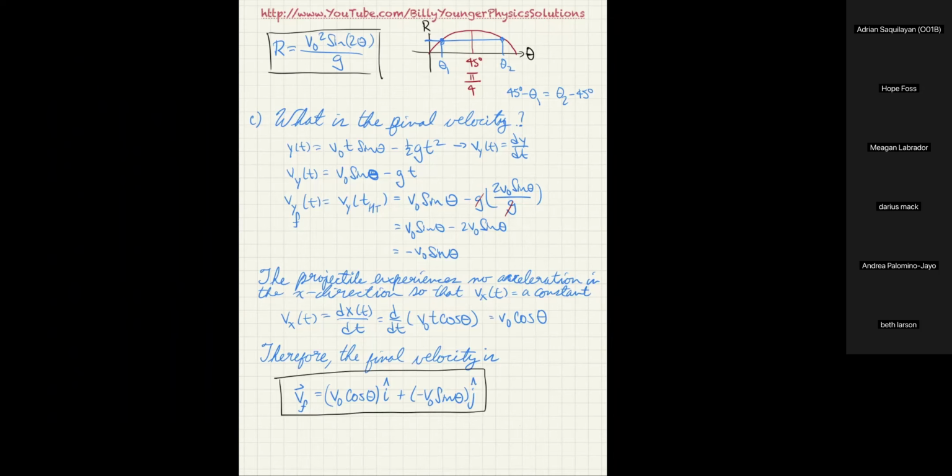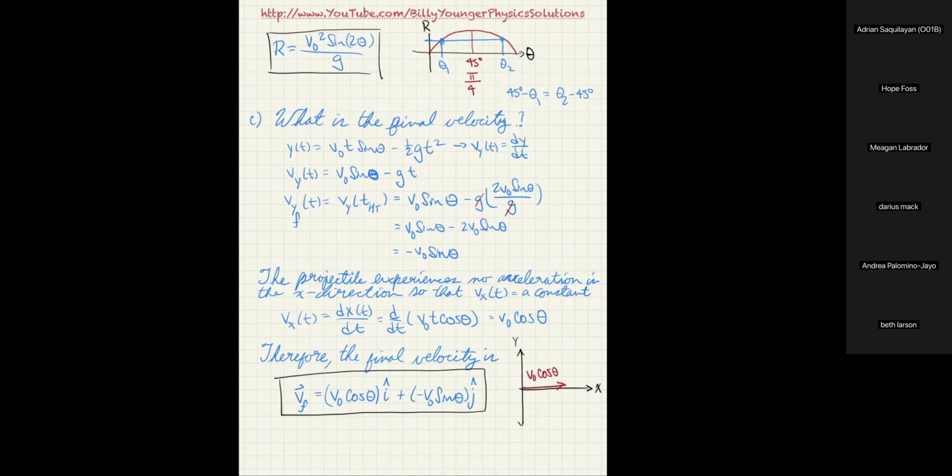Another thing to notice about this is if you actually place this final velocity in an XY coordinate system, I'm going to do that now, you'll see what the actual angle is. I called the angle phi in my drawing, but you're going to see that phi is actually closely related to theta. So this is my y-axis, this is my x-axis. What we found was the x component of velocity was just v0 cosine theta.